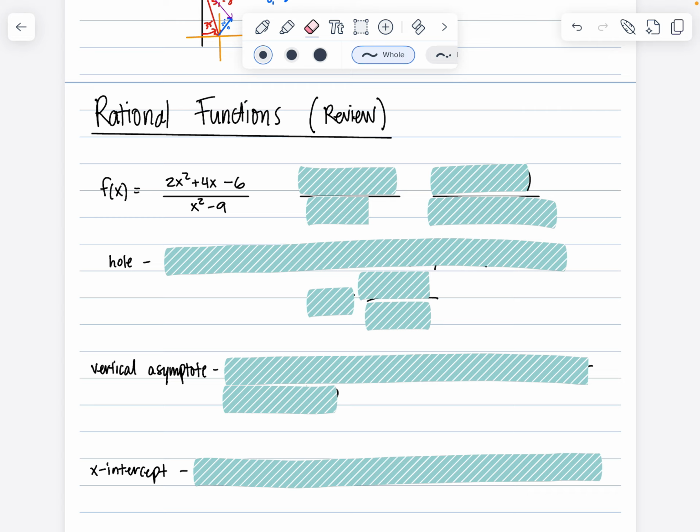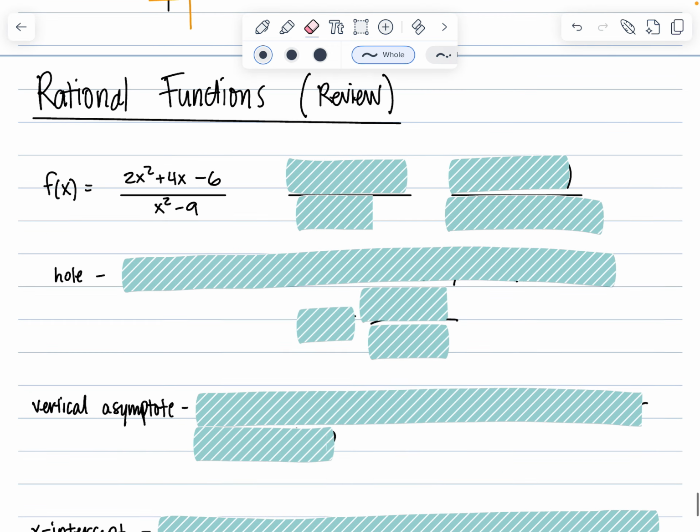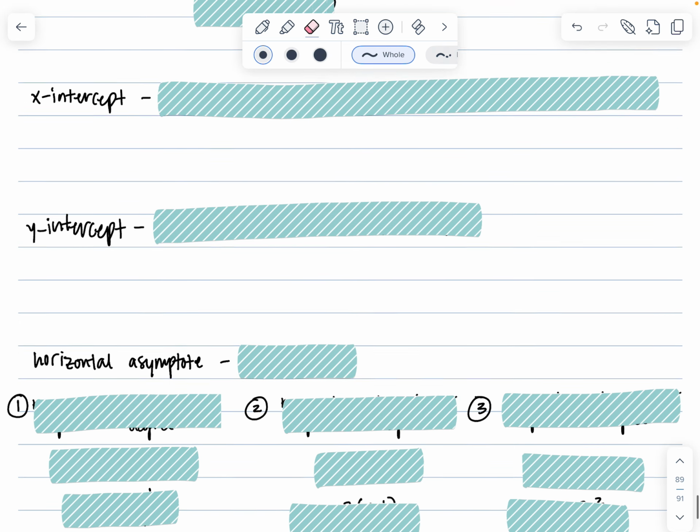And as you know, and as we already talked about, a rational function can be addressed as a fraction, a function with a fraction, specifically with variables in your numerator and/or your denominator. So when we have this, for instance, this function 2x squared plus 4x minus 6 all over x squared minus 9, a couple things can happen. There are 5 things that we should be able to identify strictly from using an algebraic function. Now, from a graph, we could typically identify what a hole, vertical asymptote, x-intercept, y-intercept, and horizontal asymptote is.